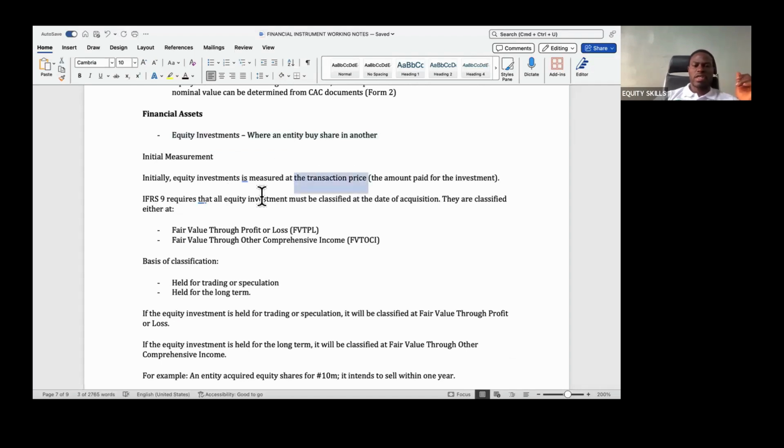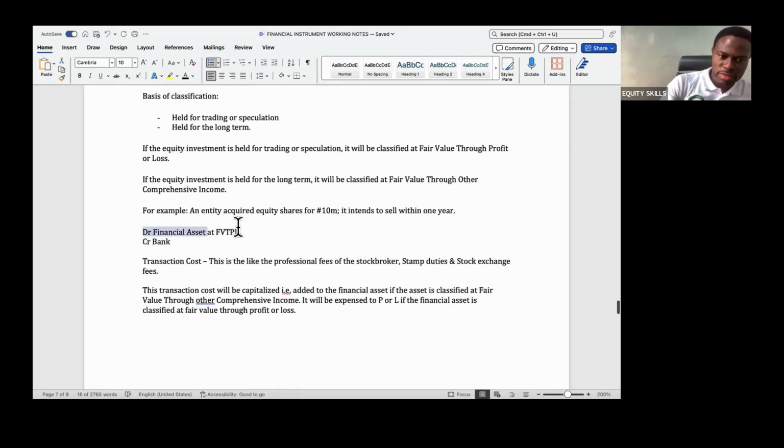We said the standard requires that you classify it, which can be either classified at fair value through profit or loss, or fair value through other comprehensive income. And we said, how do you determine this classification? We said it depends on whether you are holding it for trading or speculation, or whether you are holding it for the long term. If you are holding it for speculation, then classify it at fair value through profit or loss. But if you are holding it for the long term, then classify it at fair value through OCI. And I showed you what I mean by that, by showing you this.